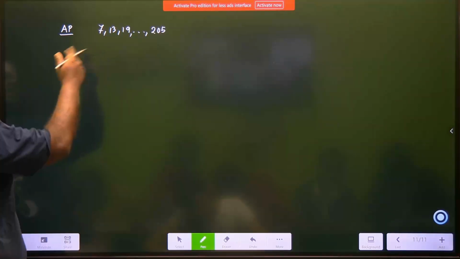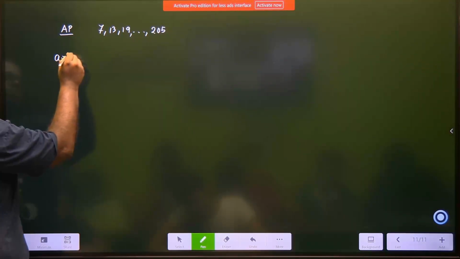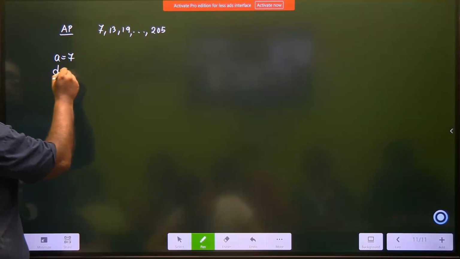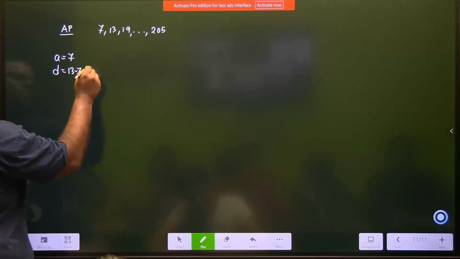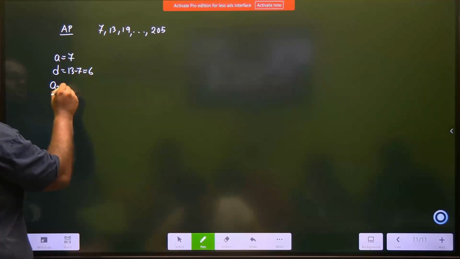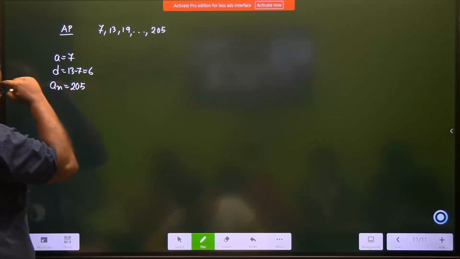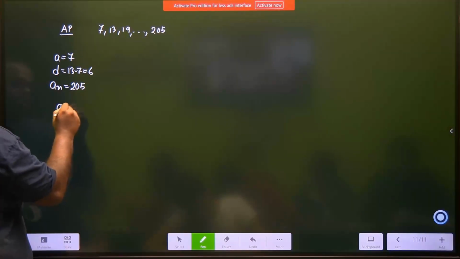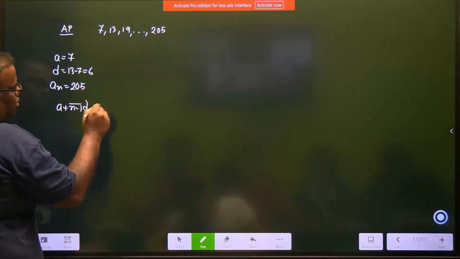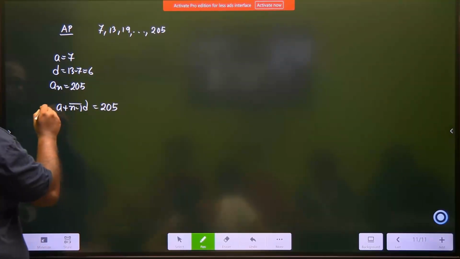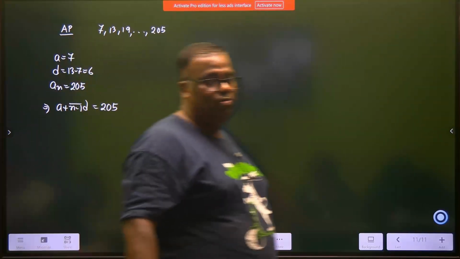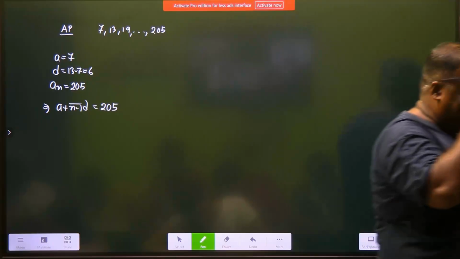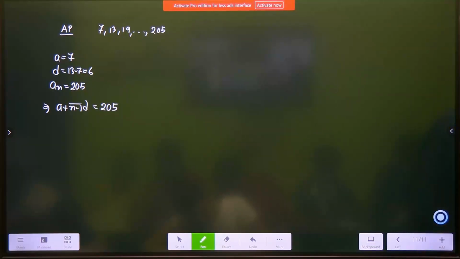So we can easily write here the first term a is equal to 7, the d value is equal to 13 minus 7 which is equal to 6, and an is equal to 205. Yes or no? An is also equal to a plus (n minus 1) into d which is equal to 205. So you solve this equation now and you can find out the value of n. So there are 34 terms, and the 34th term is equal to 205.